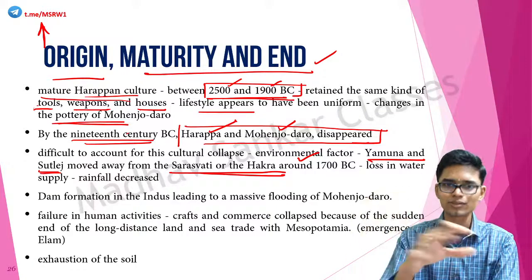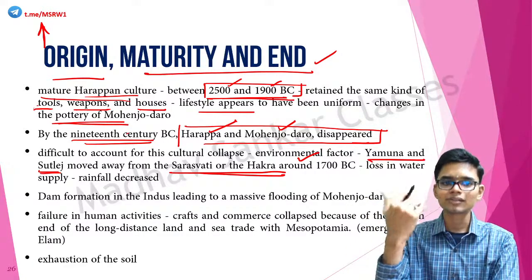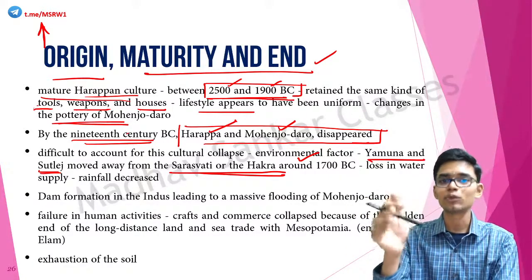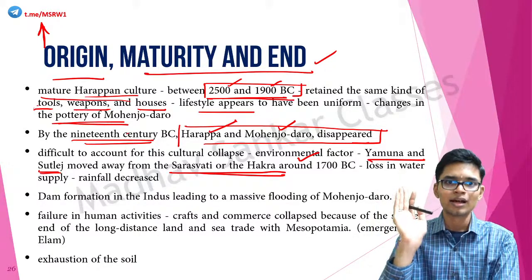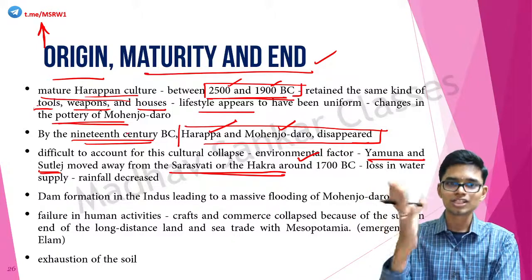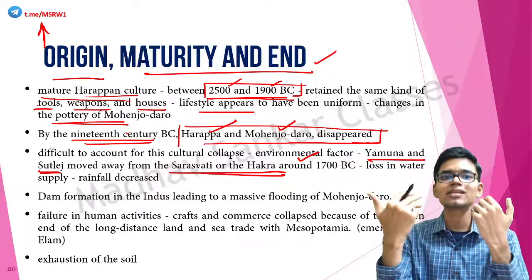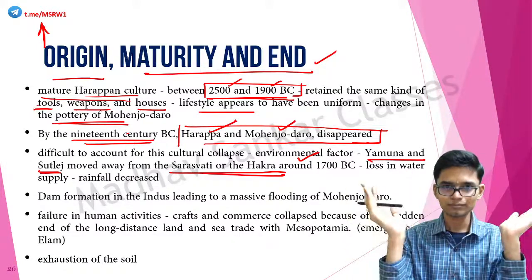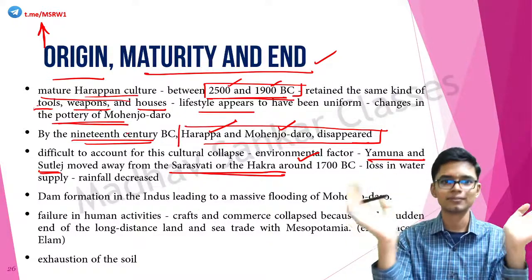Okay, Hakra is Saraswati, both are same. And this river was actually supplied water by Yamuna and Satluj. And due to environmental and tectonic reasons, Yamuna and Satluj moved away from Saraswati. So thereby Saraswati became dry. So the Hakra river disappeared.